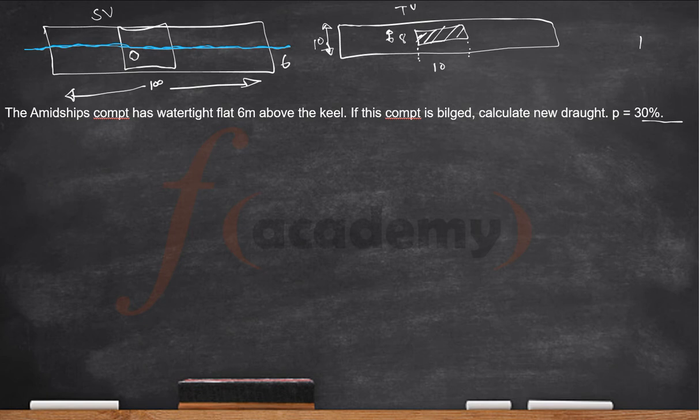Our next question is slightly different. The only change is now the watertight flat is 6 meters above the keel. So here we just have a watertight flat, so it's not allowing water to go up. The permeability percentage has also changed. Let's look at how that affects our calculations.